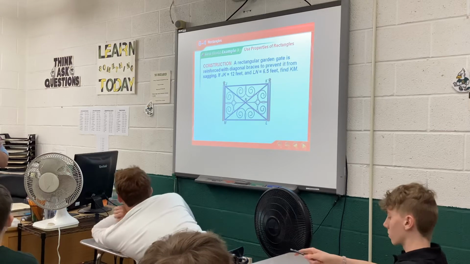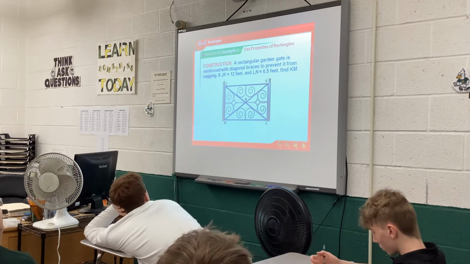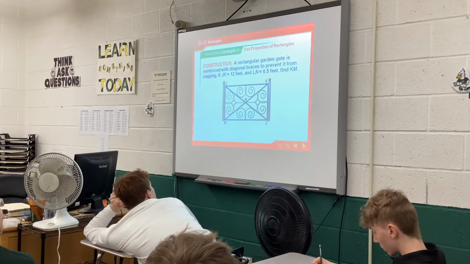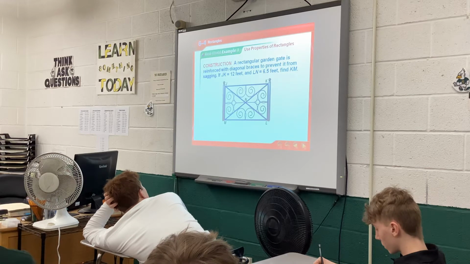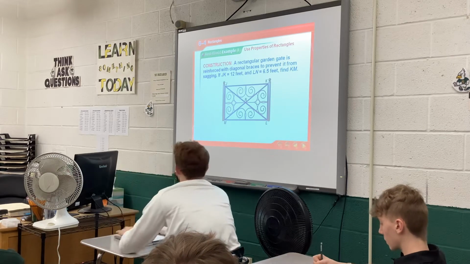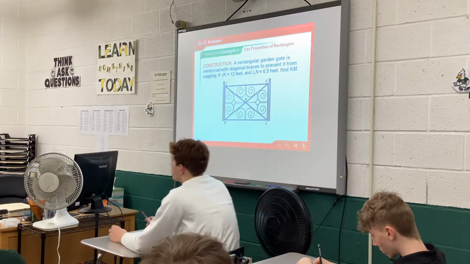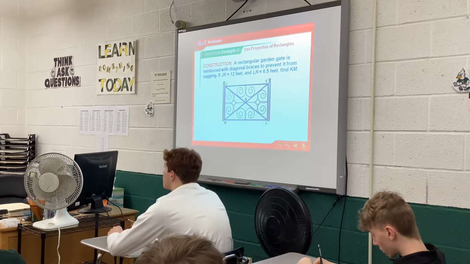A rectangular garden is reinforced with diagonal braces to prevent it from sagging. If JK is 12 and LN is 6.5, can I find KM? Let everybody think for a second. Can I find it? Yes. Why? Because those two diagonals are congruent to each other. So what's my answer? 13.